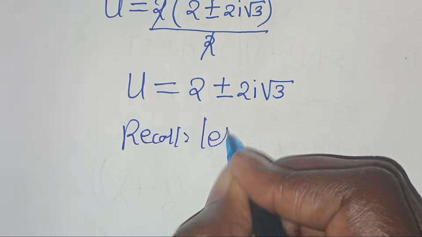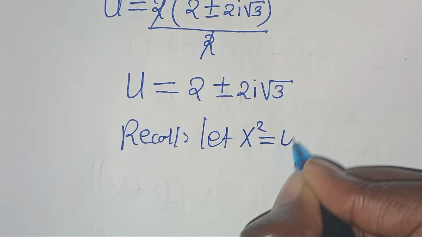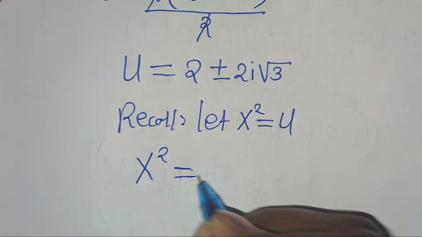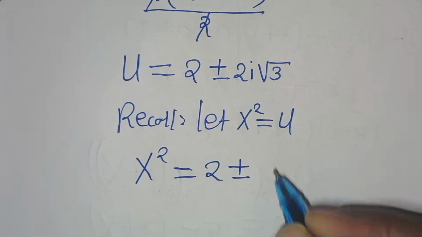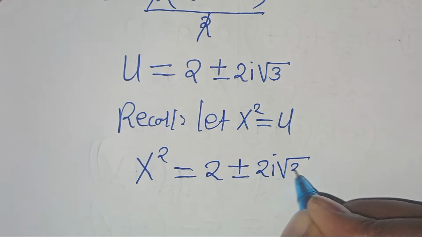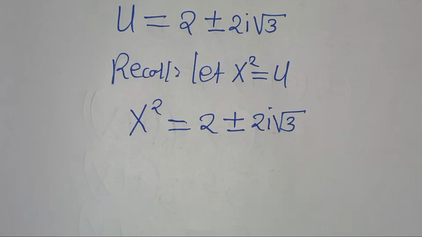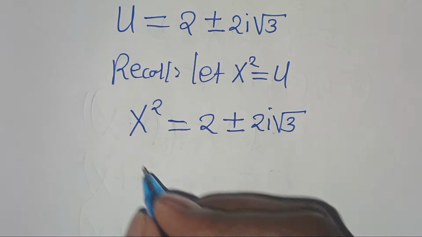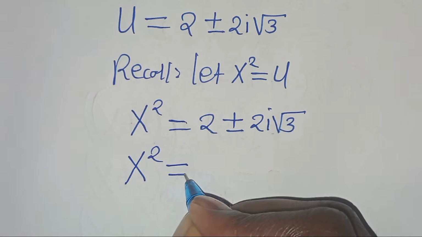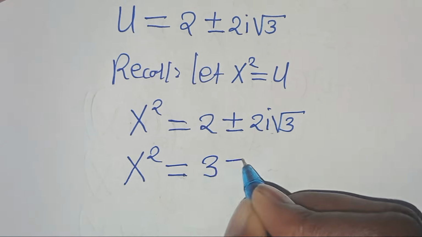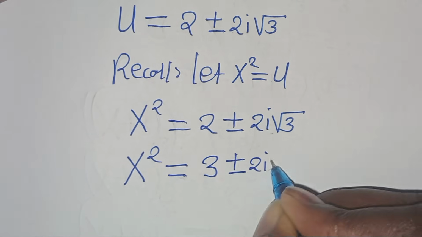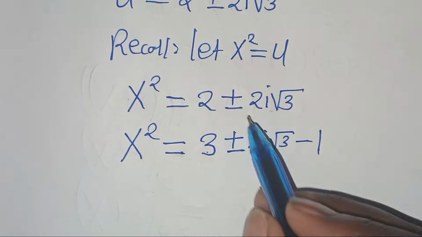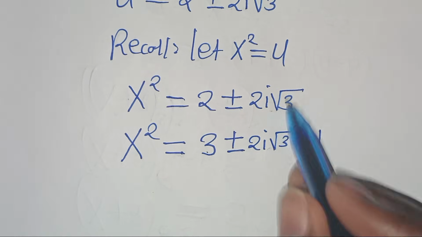we let x to the power of 2 be equal to u. So this means that x to the power of 2 is equal to 2 plus or minus 2i square root of 3. Now, the next step is that we can express 2 plus or minus 2i square root of 3 as, this is x squared, the same thing as 3 plus or minus 2i square root of 3 subtract 1. If we say 3 minus 1, this is 2. Then we have plus or minus 2i square root of 3.